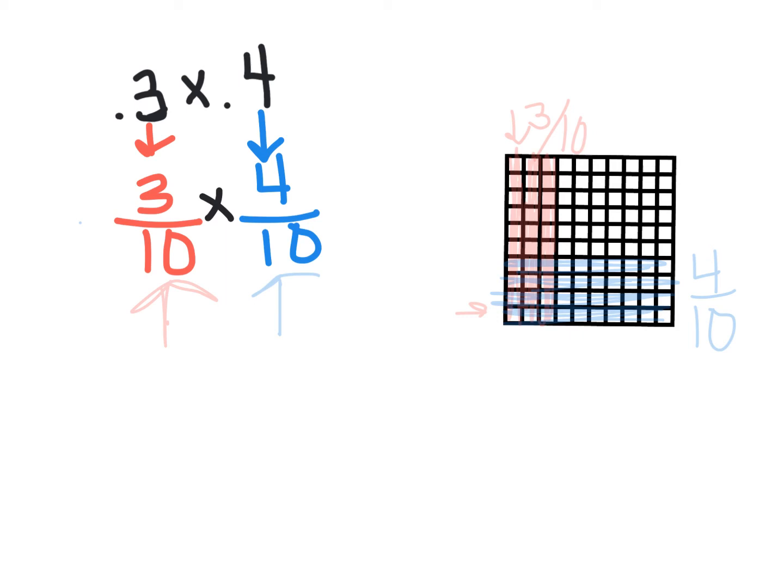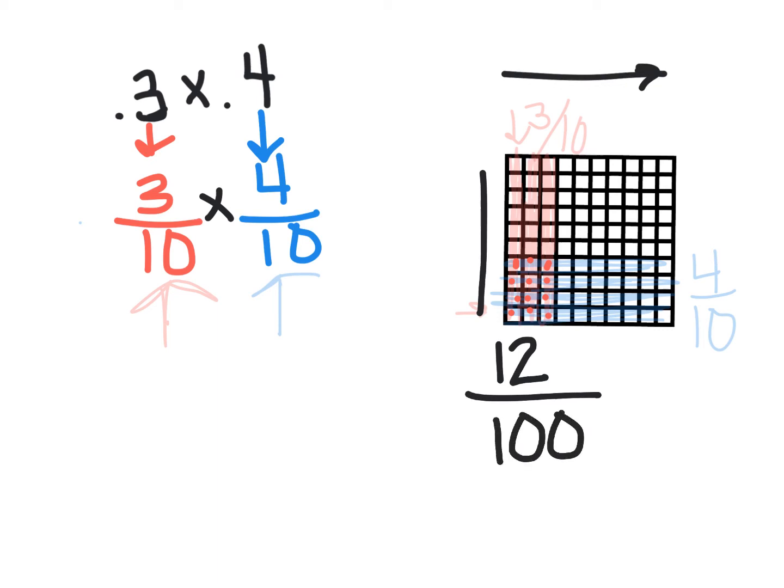So we are going to count how many boxes are shaded with both red and blue in the same box, or overlap. So that'd be 1, 2, 3, 4, 5, 6, 7, 8, 9, 10, 11, 12. So that would be 12 boxes over, there are 10 boxes, 10 rows this way and 10 rows across. So there are 100 small boxes total. So over 100. So there are 12 hundredths.